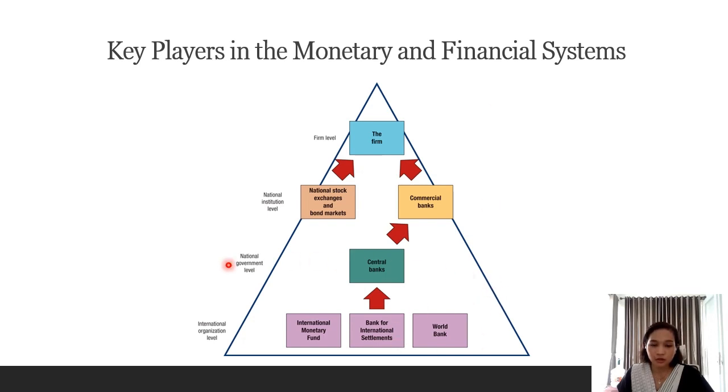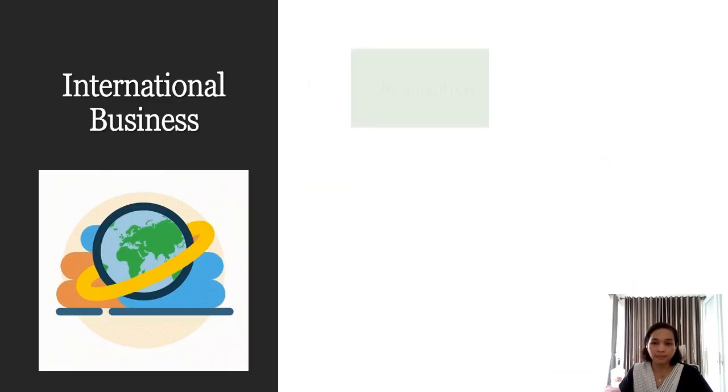These are the key players in the monetary and financial system. We need to start from the bottom, where there are international organization levels such as the IMF, World Bank, and Bank for International Settlements, and we report to the central banks. Then there is a national institution level such as national stock exchanges, bond markets, and commercial banks, and there is a firm level.